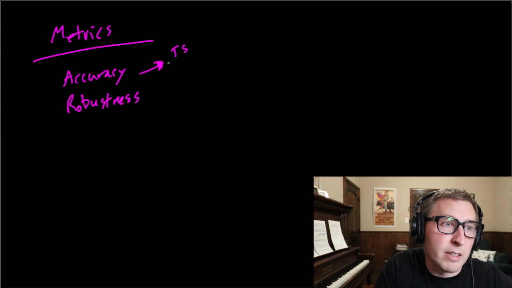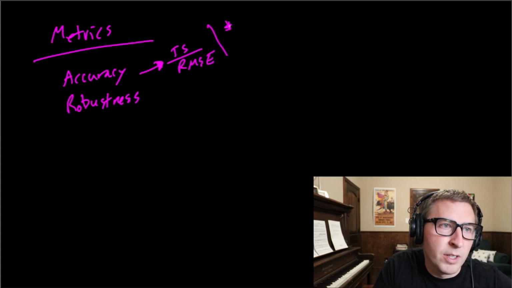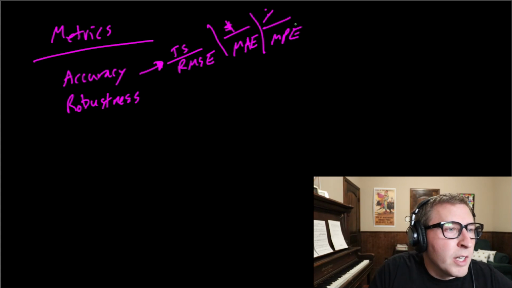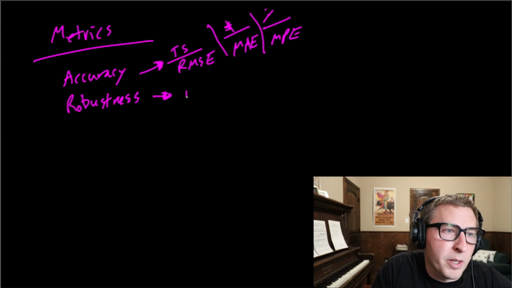For time series, I really like root mean squared error. As I mentioned, for dollar values, I liked MAE. For percentages, I like MPE. These are just personal preferences. Robustness, though, can come in the form of residual analysis.